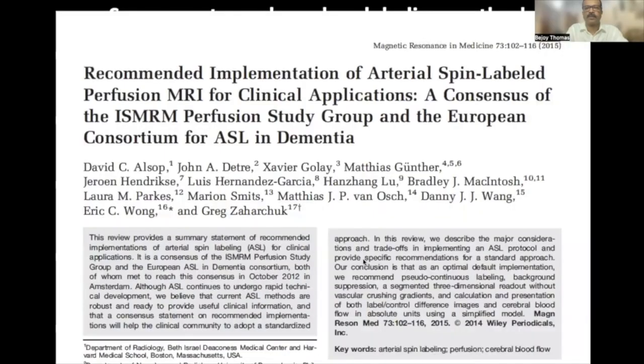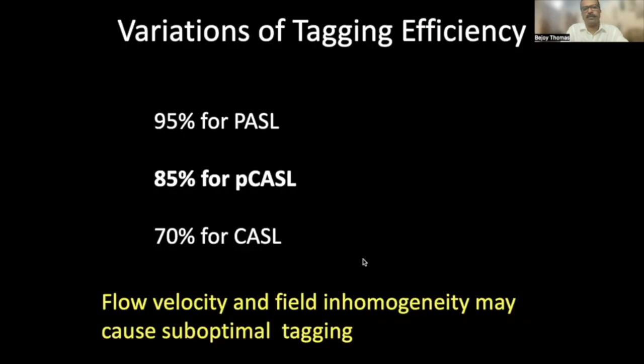So this is the paper I was mentioning, the ISMRM Perfusion Study Group and European Consortium on ASL in Dementia combined recommendation for pseudo-continuous ASL with an FSE readout. We talk about the tagging efficiency of different schemes. Pulsed ASL has a tagging efficiency of 95%, which is the highest. What we are currently using is pseudo-continuous or pulsed continuous ASL, which has a tagging efficiency of 85%, and continuous ASL has a tagging efficiency of 70%.